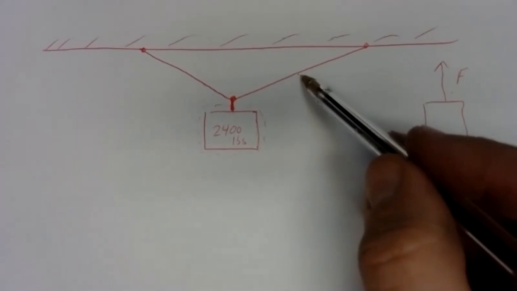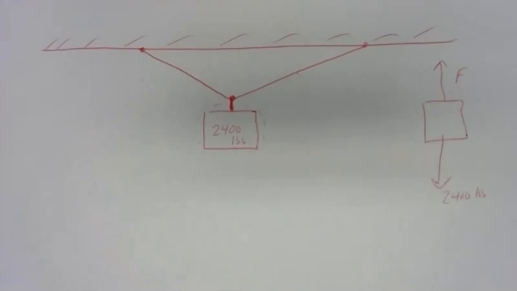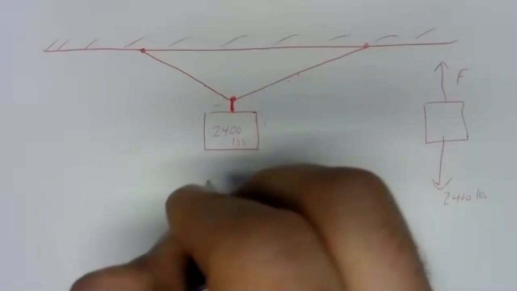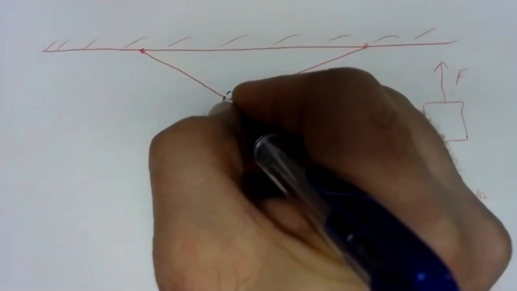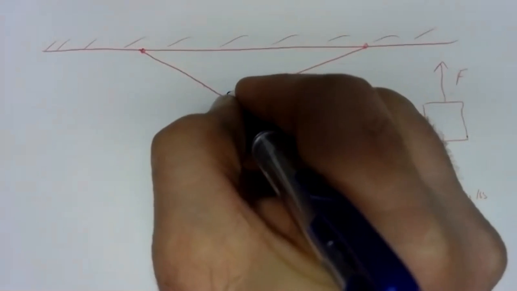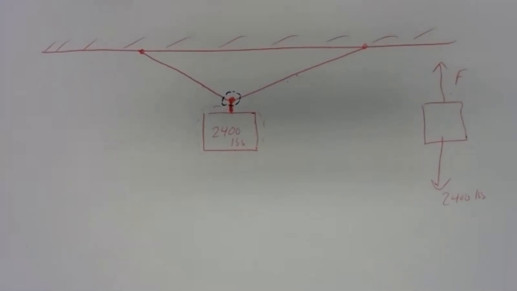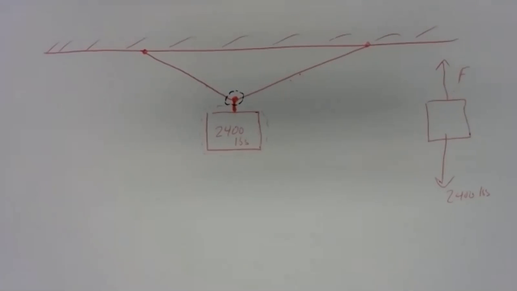That doesn't give us any information about what's going on in these two ropes. So there might be a better place or a better object to choose as our system. And in these kinds of problems, the system is really the point where all of those ropes connect. It's right where the two or the three wires connect together.